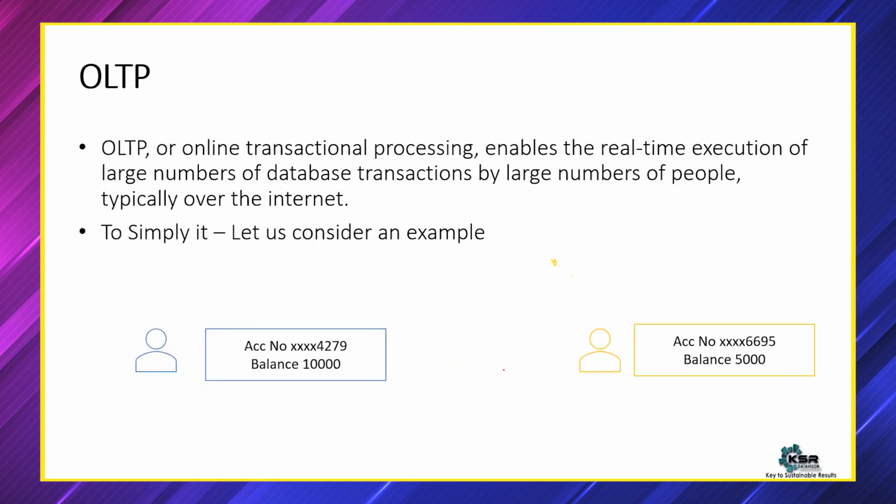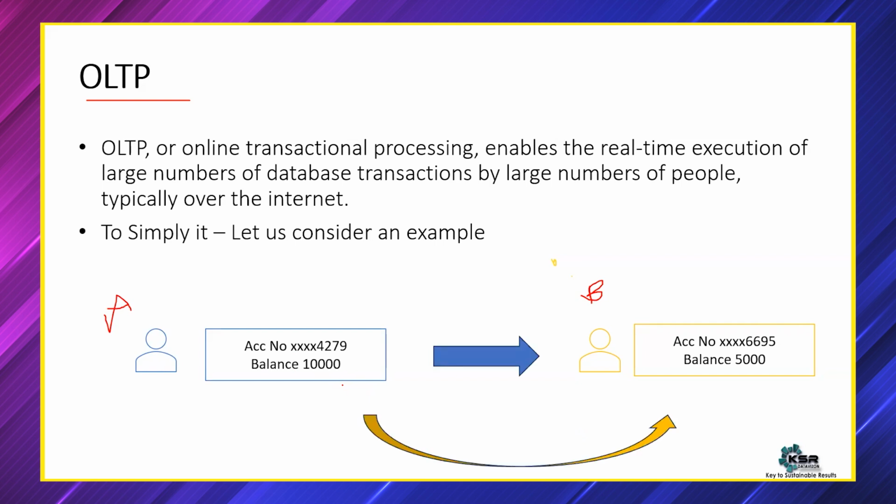If I take an example of OLTP, the best example is the movement of your money. The movement is transfer of money from one account to a different account. If person A is trying to transfer a certain amount to person B, say 5,000, 5K from person A to person B, there is a movement. There is a change in balance, and there is a change in person B's balance. Why? Because this 5K is added from person A's account.